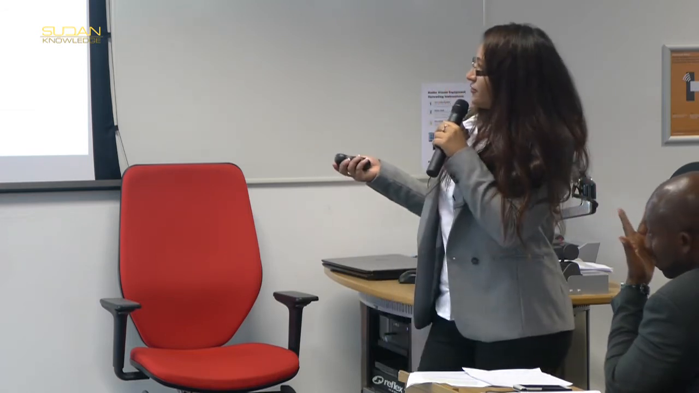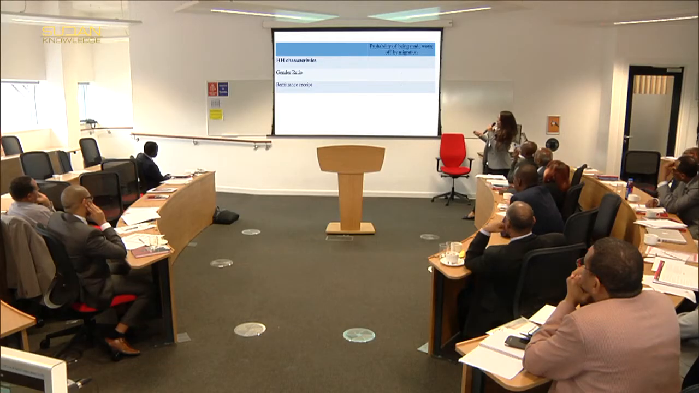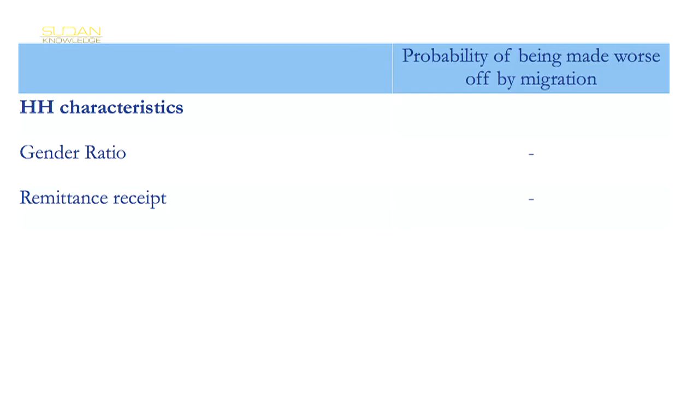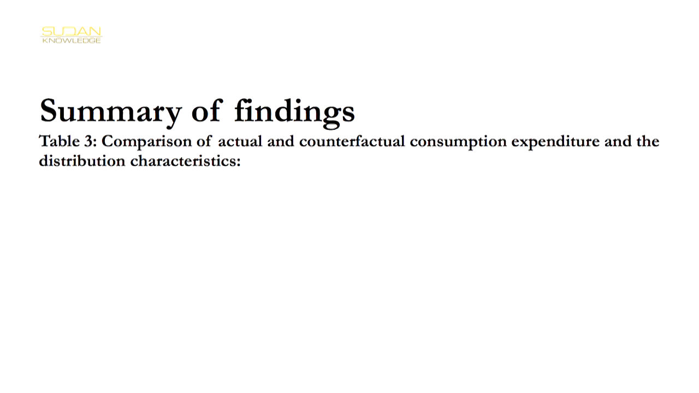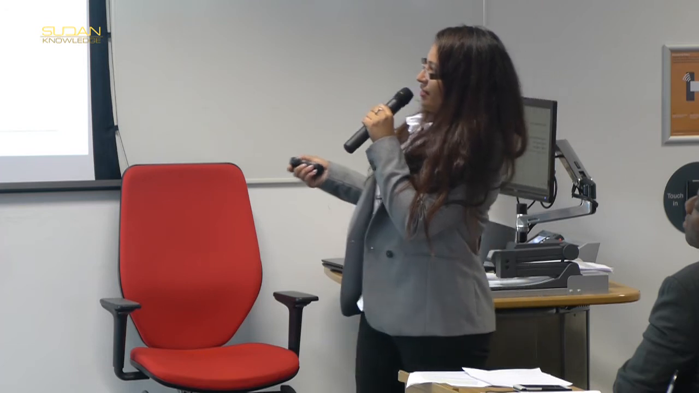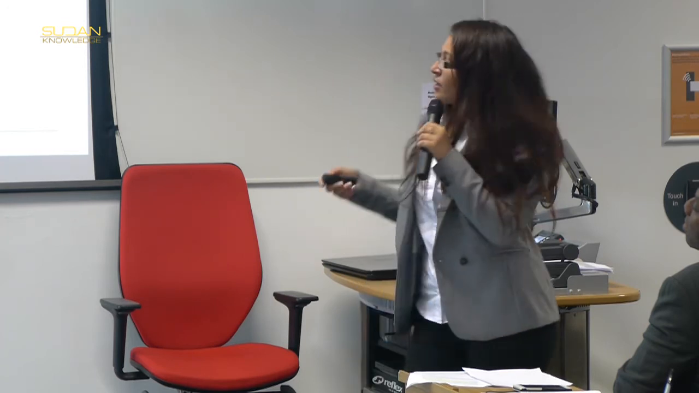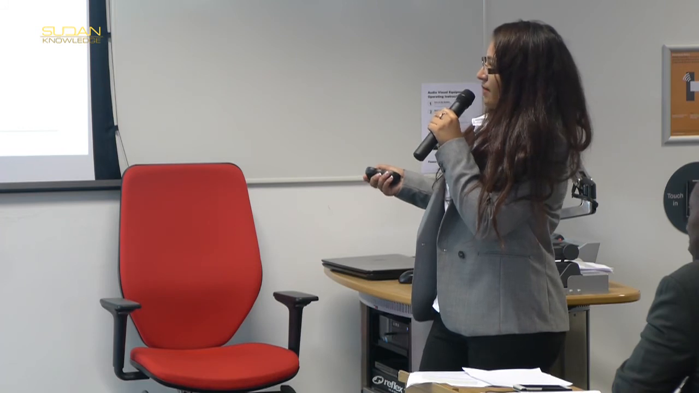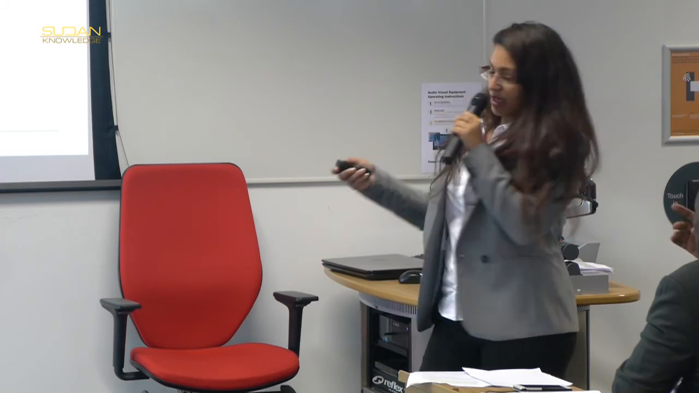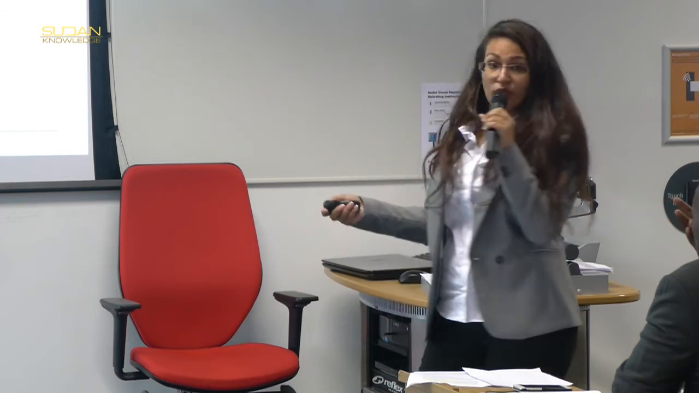And once you regress the difference, you can see that actually, if you have a higher gender ratio or higher remittances, then that would decrease your probability of being made worse off. So those are the two main factors. So to give you a summary of my findings, as you can see here, had the migrant not migrated, the household consumption expenditure would have been lower than their actual. So actually, on average, households are being made better off from migration. But if you look at it based on percentiles, you'll see that the opposite applies for the lower income households. So households in the lower percentiles are actually made worse off by migration.